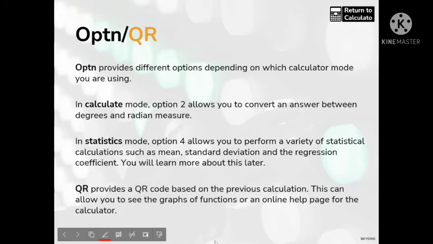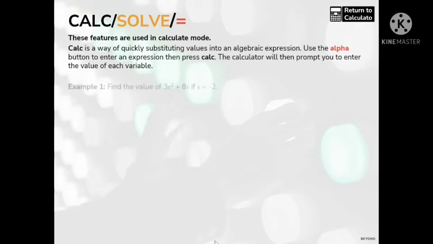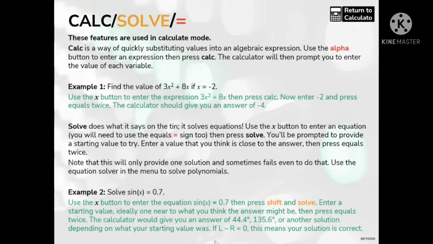Okay, so the option then, or the QR. Option provides different options depending on which calculator mode you are using. Calculate mode option 2 allows you to convert an answer between degrees and radians. Statistics: you'll learn more about statistics later on, but standard deviation, the mean, regression coefficients. And QR provides a QR code based on the previous calculation, which can allow you to see graphs of the functions or an online help page for the calculator. Not really that useful.